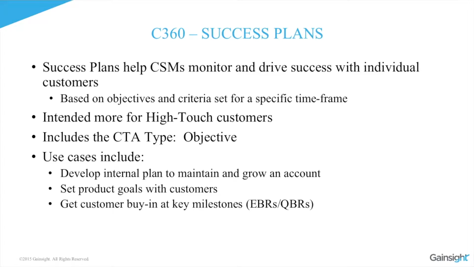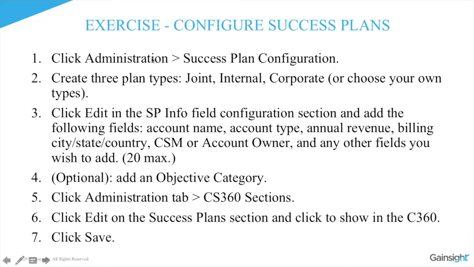And they include a new CTA type, which is called objective. Use cases for this may include something such as developing an internal plan to maintain and to grow an account, to set product goals with customers, and also perhaps to get customer buy-in at key milestones. That means this is my executive business review, my quarterly business review, etc. Let's go ahead and do an example with this. We have a couple of examples to show about configuring and working with success plans.